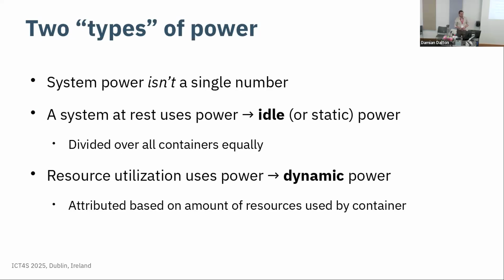Important to know is that we consider two types of power for both of the tools I'll be talking about, because system power isn't a single number. By simply turning on a server, you use power, and that power isn't really associated with any specific workload. So we divide this into idle or static power and dynamic power. And dynamic power is the most interesting to us because that is something that is specific per container and that is influenced by the workloads that are running.